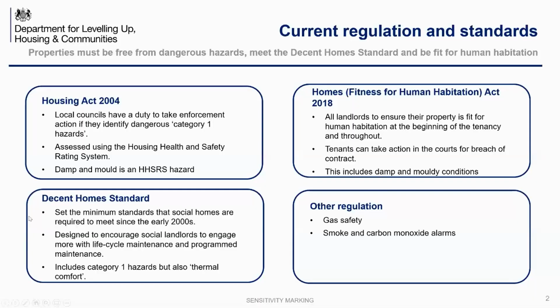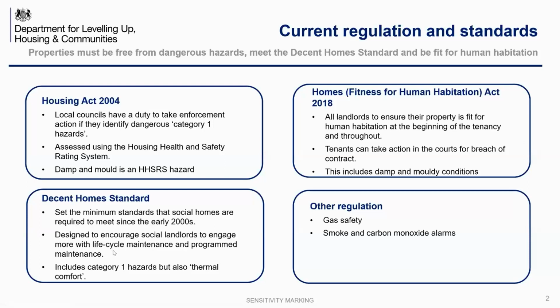So the bit I'm going to cover is what the current regulatory framework looks like, what the current standards are. Now, all rented properties, including social rented properties, must be free from dangerously hazardous conditions. They must meet the Decent Home Standard, and they must be fit for human habitation. So what does that mean?